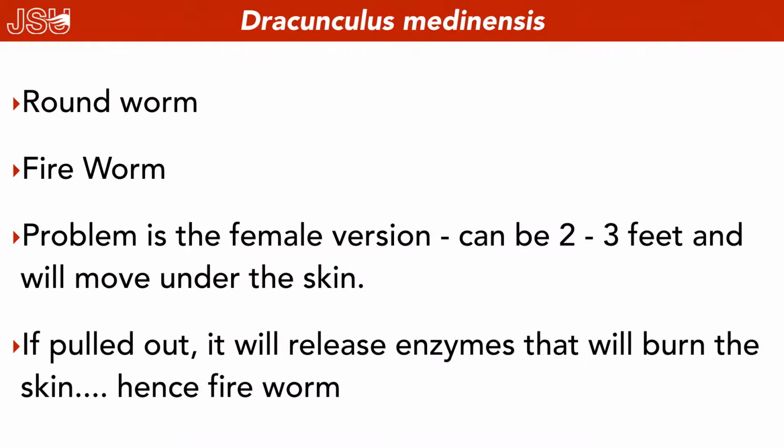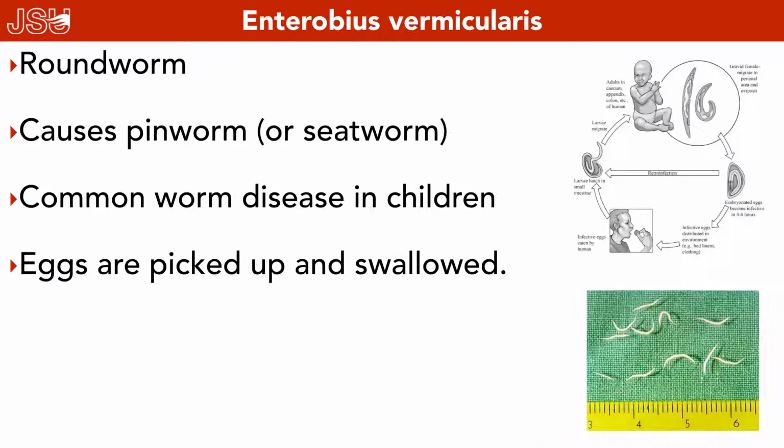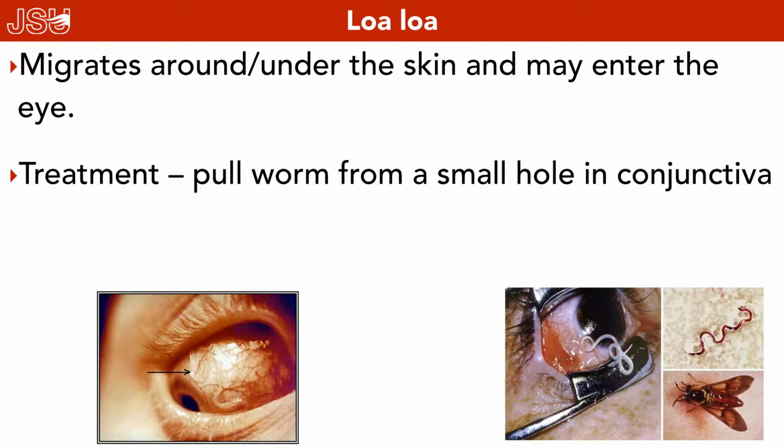We already talked about medinensis. Loa loa, the one that gets in the eyes, right? We talked about that one. Vermicularis, what was that one? Causes what? Pinworms. As a parent, you have to take a piece of tape and pull that one out. All right.